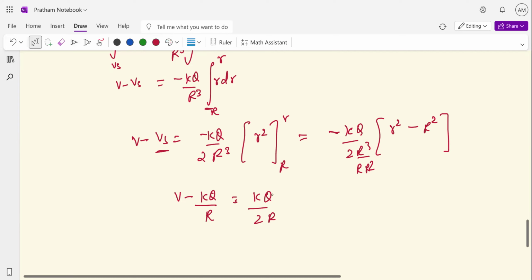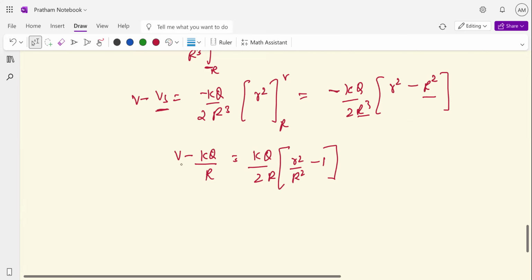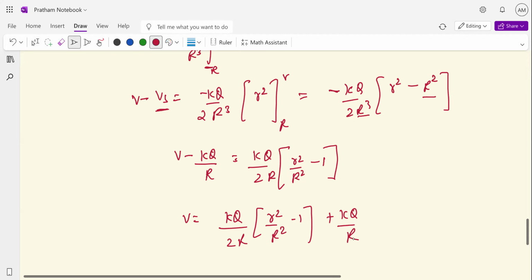Okay, so it will become R square divided by r square minus 1, because you can see r square is there. If one r square goes inside, it will get cancelled. Okay, so it goes like this. Now I will take this to the right hand side. So V, what does it become? KQ divided by 2 by 3 R square by r square minus 1 plus KQ divided by R.